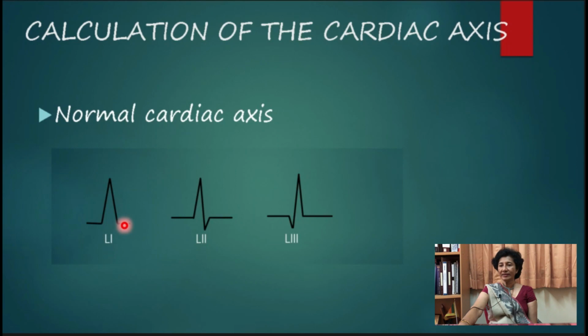If you go through this slide, you can see in lead 1 positive polarity, lead 2 positive polarity because there is a dominant R wave. In lead 3 again positive polarity because of the dominant R wave. So in this patient, the cardiac axis is within normal limits.